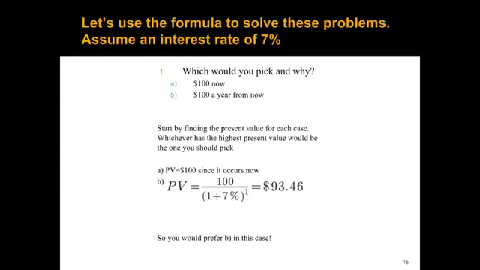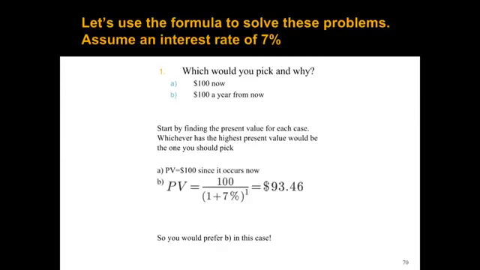So that's the answer for part A. For part B, you can see the equation filled in there, where present value equals the future value, which is 100, divided by 1 plus 7%, which is our discount rate, to the 1 power because it's 1 year from now. So the present value of $100 a year from now is $93.46.